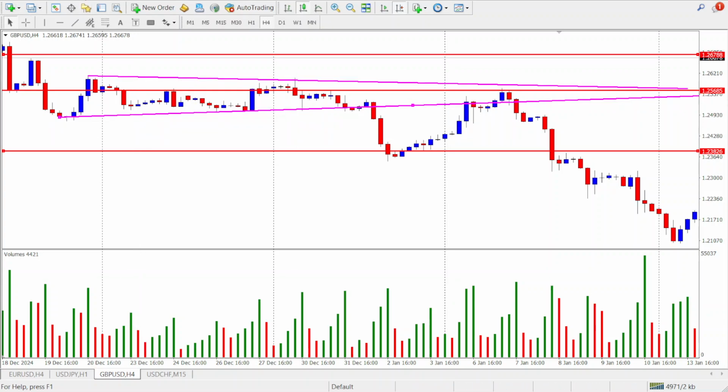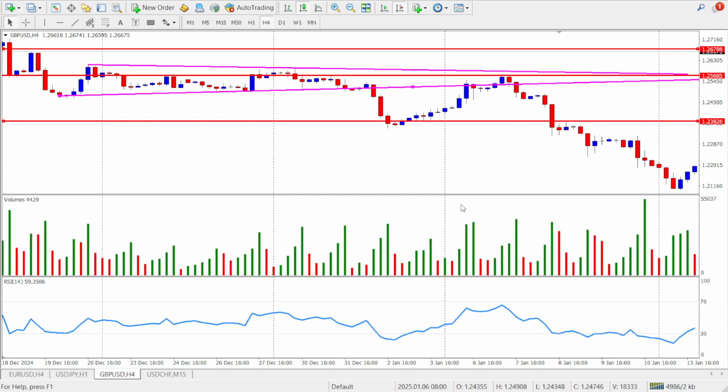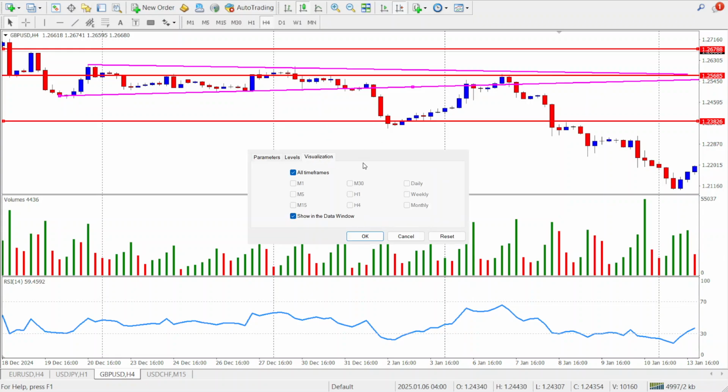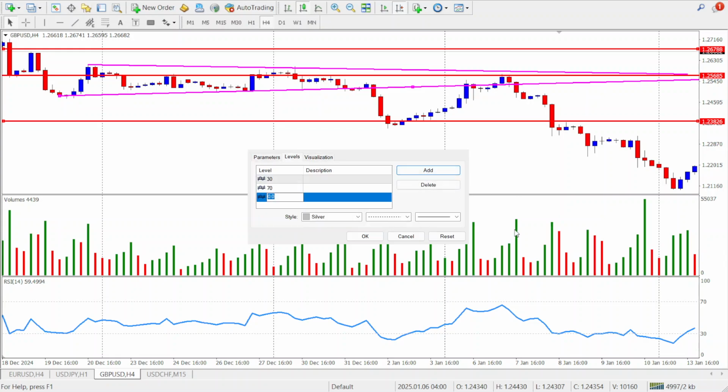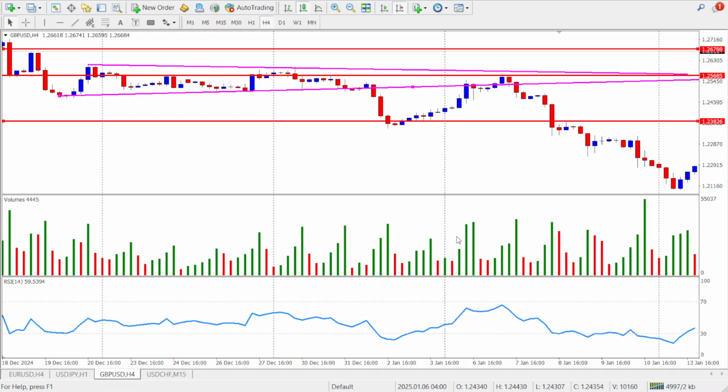All right, you can decide to add indicators like the RSI, for example. You can add RSI to the chart if your RSI is above the midpoint. Okay, if you want to add the midpoint, you can just come to levels, and then add the midpoint 50. Okay, you can do that.